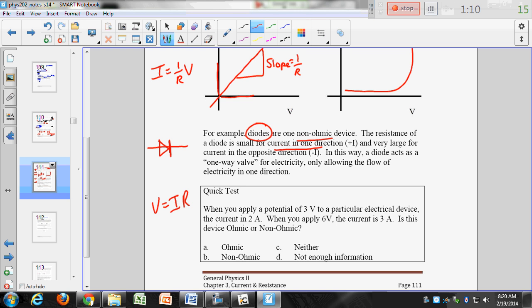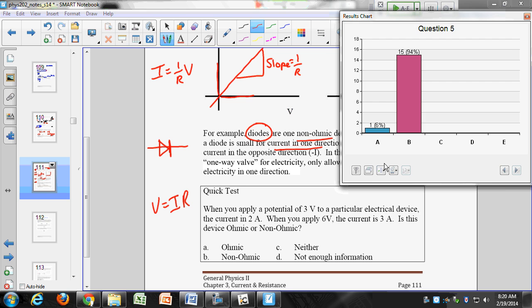Stopped at 115. 115. I'll give you to 120. 120. A few more seconds. B is right. Very good.